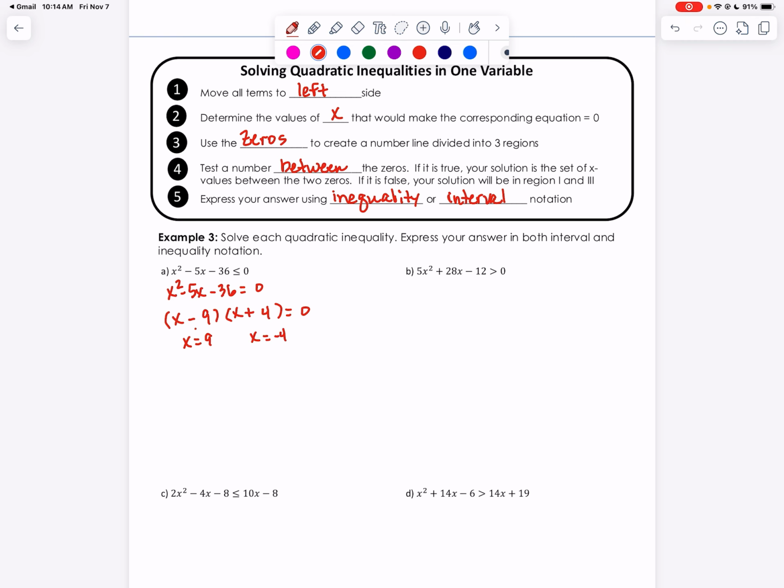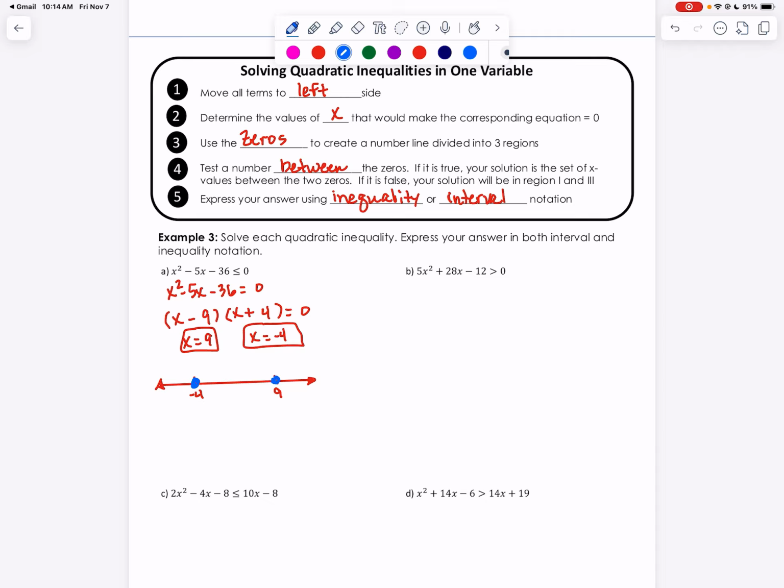Okay. Step 3. Use the zeros to create a number line. So let's do that. Here's my number line. I want my first 0 at negative 4. My second 0 is at positive 9. Okay. Now decide whether your circle should be filled in or open. In this case, there is an equal symbol, so I'm going to make sure they are filled in.